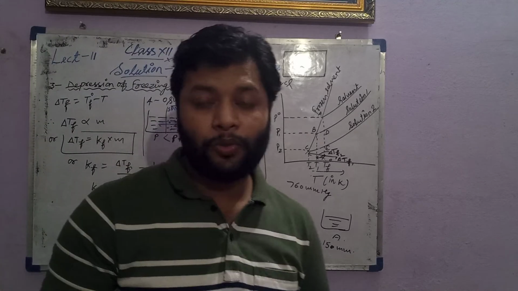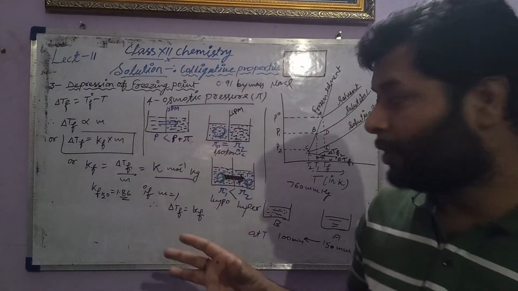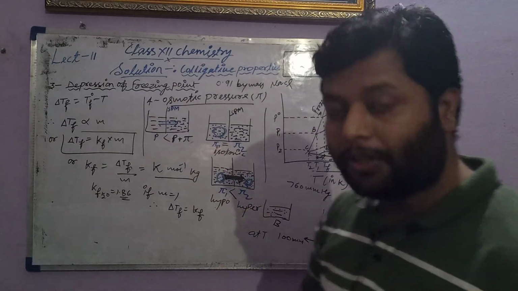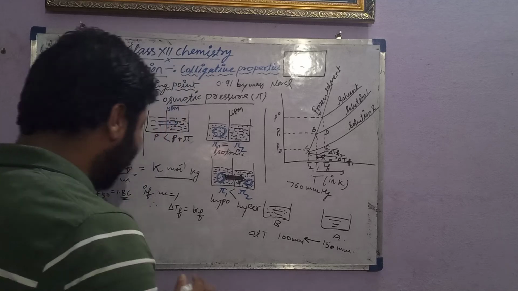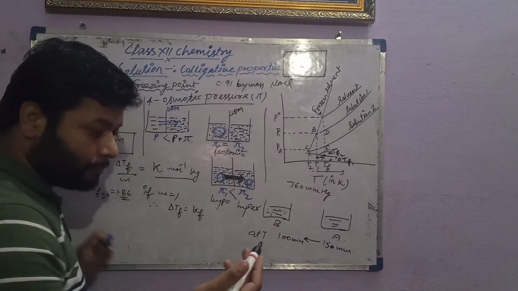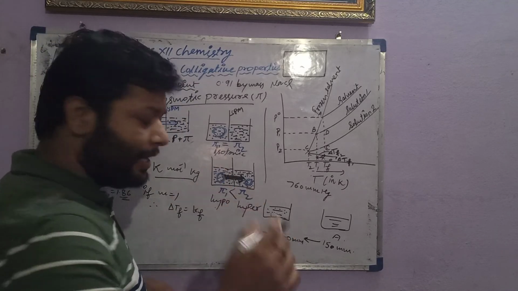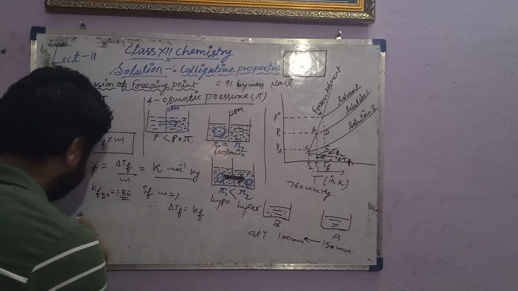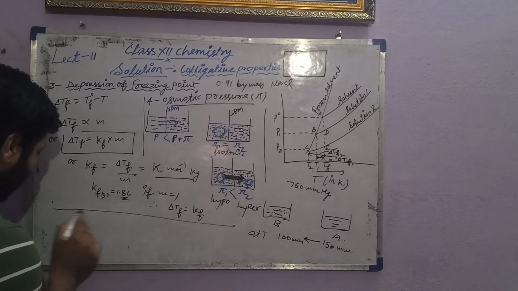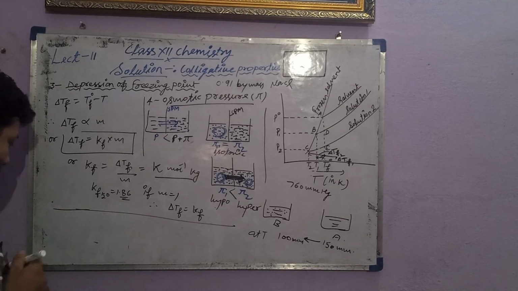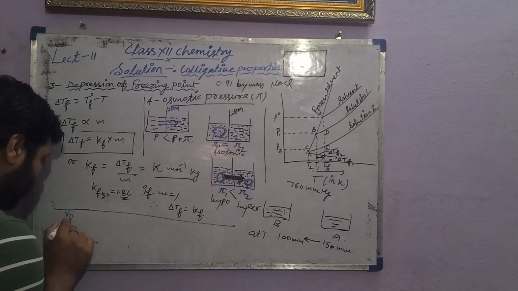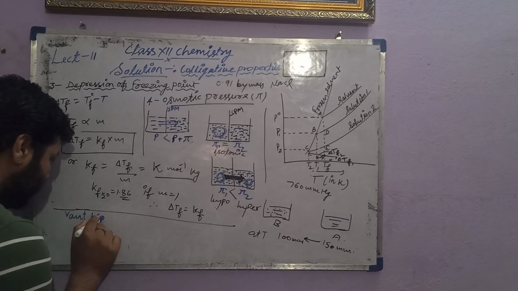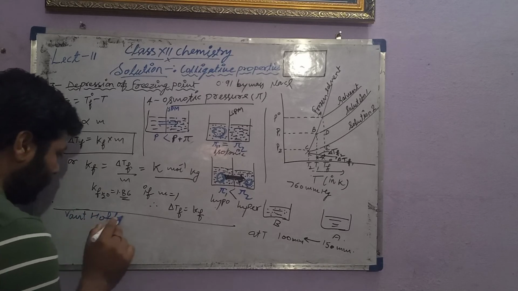These are some terms you have to learn: hypertonic, hypotonic, and isotonic solutions. And now the formula. From the ideal gas equation we know the formula. That is called the Van 't Hoff formula, the Van 't Hoff equation.